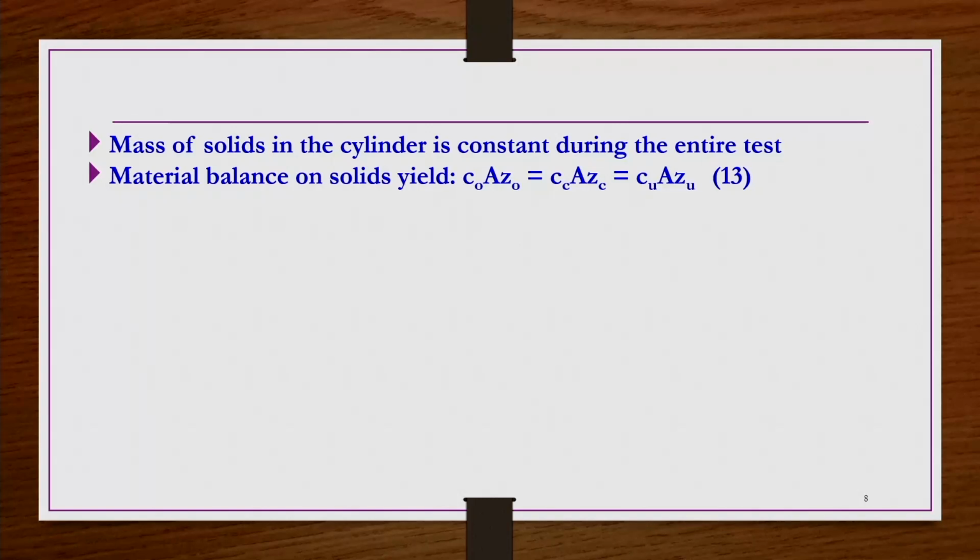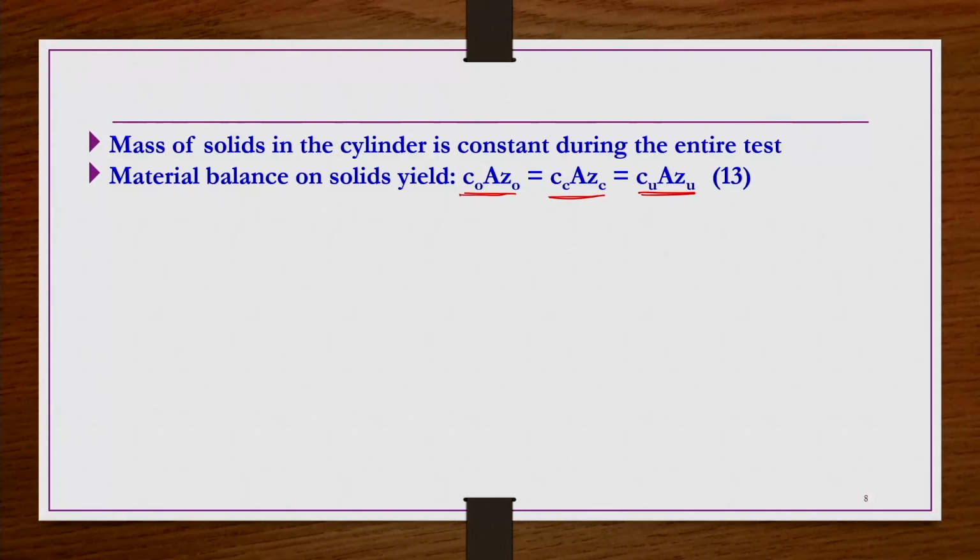So, the material balance on solids at different times: C naught Z naught at the initial point, before starting the sedimentation, Cc Zc corresponding to the critical point. At that point also the total amount of solids is the same, and then the same at Cu Zu, corresponding to the underflow sludge concentration. So at that point also the total solids are the same in the system.